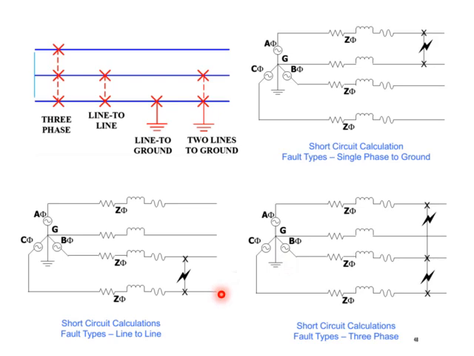Now short circuit calculation fault types for three phases. All three lines will be included. This type of fault is a symmetrical fault. The first phase fault is going to happen with the second phase fault, and again the same is going to happen with the third phase fault.